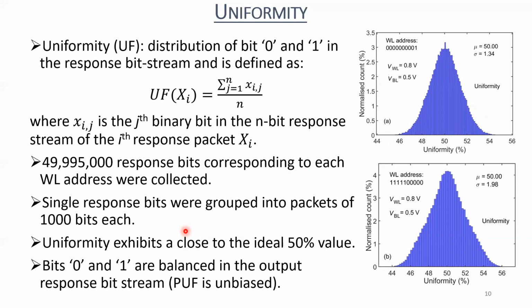Because the moment it gets biased, the attacker can do a machine learning modeling attack, and there he would know that your PUF is biased towards 0 or 1. Then it would become easier for him to generate responses, or to predict responses of unknown challenges. So that is why we don't want it.